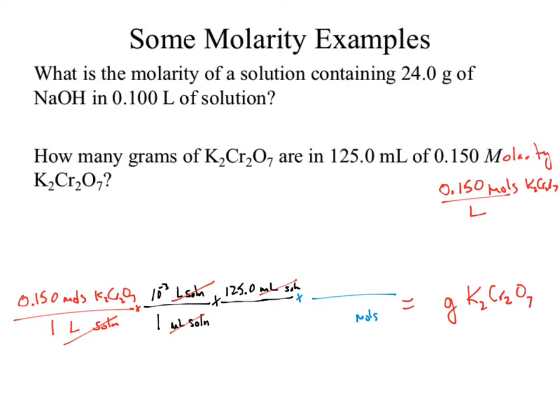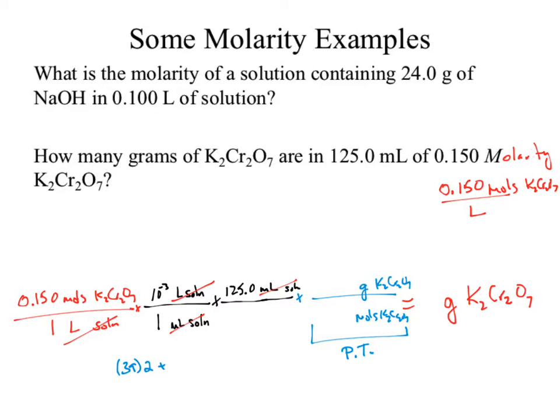The moles of potassium dichromate must cancel, and I need grams of potassium dichromate. Where do I find information about mass being related to moles? The periodic table. So I would look at the periodic table for potassium: 39. How many potassiums do I have?